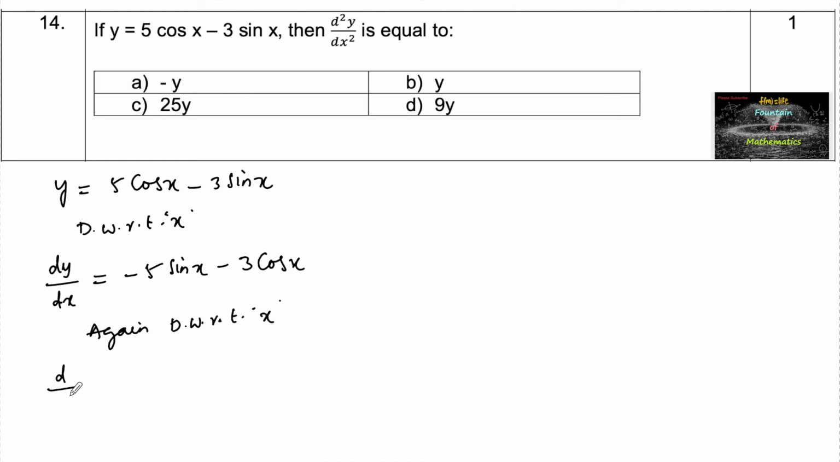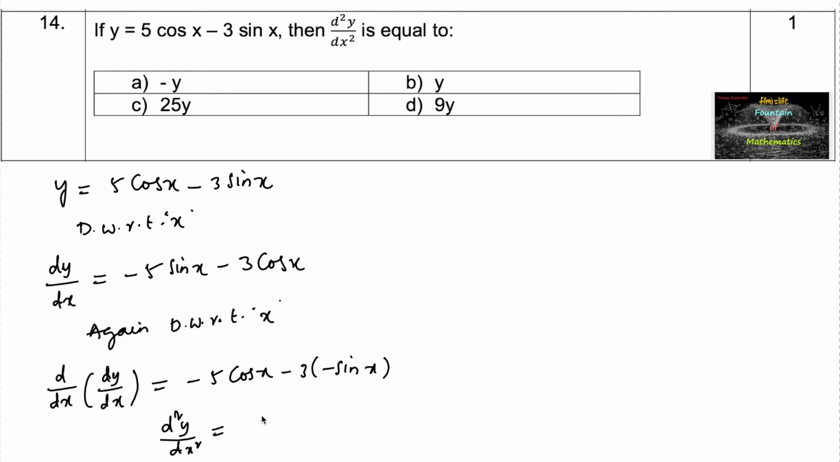So we'll have d by dx of dy by dx, which is equal to, differentiation of sin is cos, so minus 5 cos x, and differentiation of cos is minus sin x, so minus 3 of minus sin x. So that is d square y by dx square, which is equal to minus 5 cos x plus 3 sin x. Or this can also be written by taking minus common, 5 cos x minus 3 sin x.